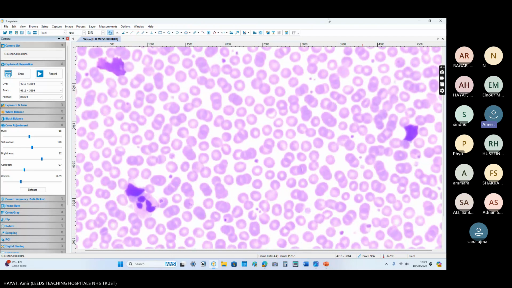So the flow cytometry result: the patient is CD5 positive, CD23 positive, CD43 positive, CD200 positive, and it gives you a diagnosis of chronic lymphocytic leukemia.